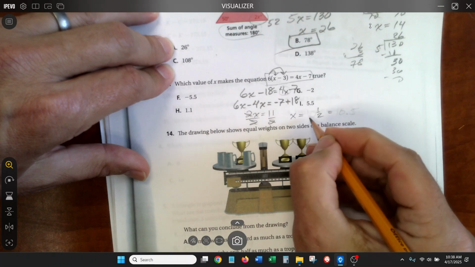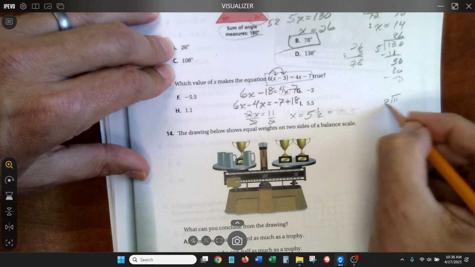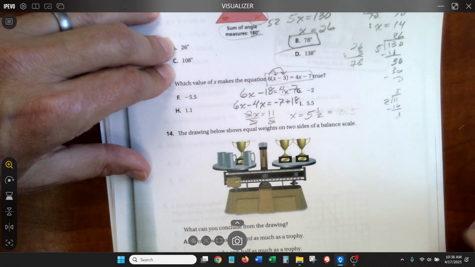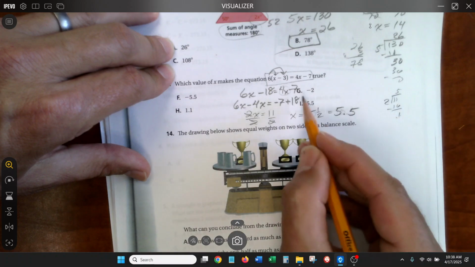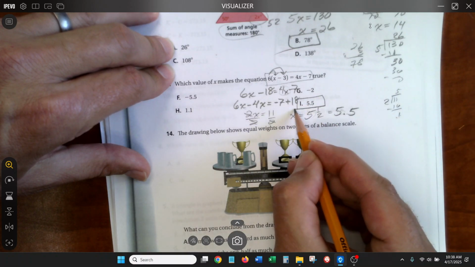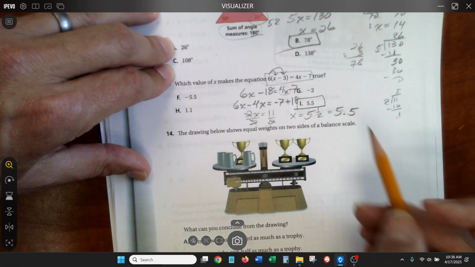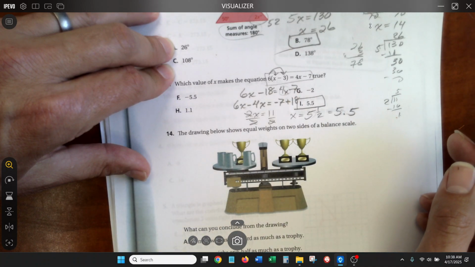11 over 2 is 5 and a half. Alright, when in doubt, just do the division. 5 and 1/2. Alright, so that's 5.5. So answer choice I. It's positive 5.5, not negative 5.5. You need to be careful with your signs.